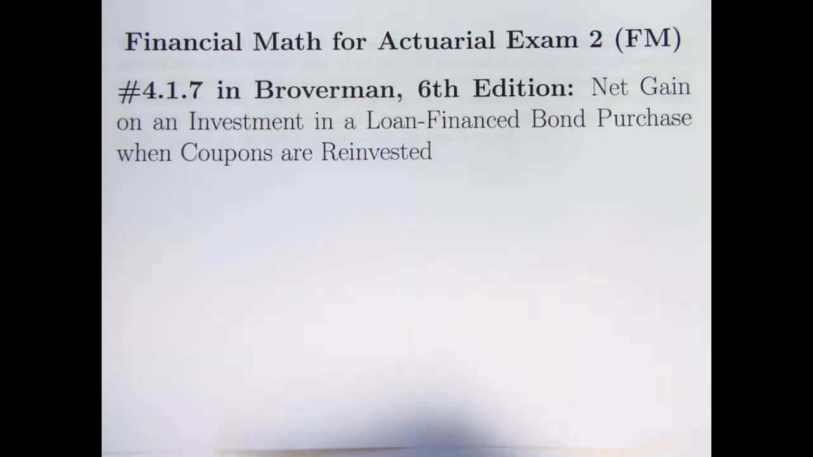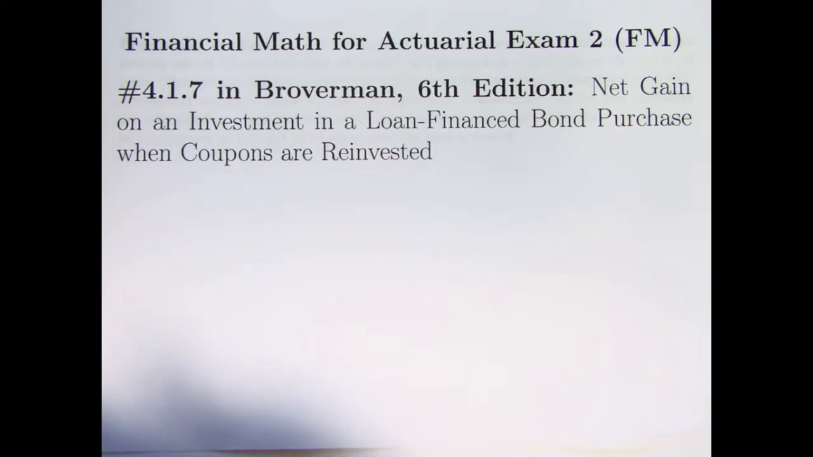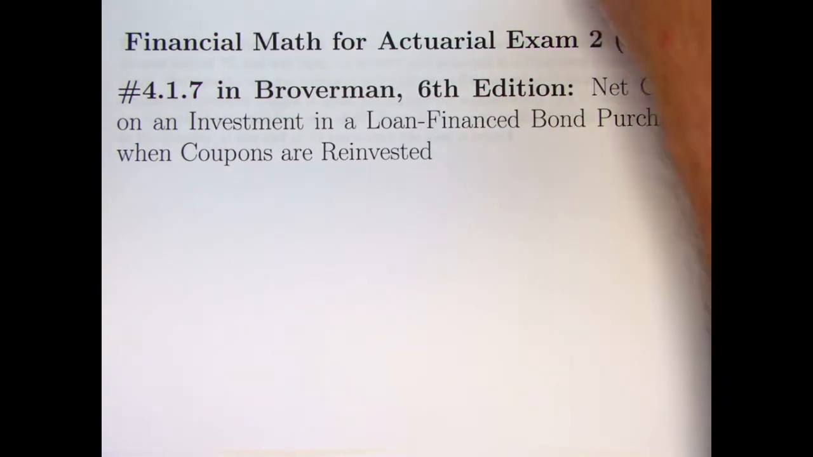Hi, problem 4.1.7 in Broverman is about a somewhat complicated but pretty practical problem. We're going to be finding the net gain on an investment in a bond. This bond is going to be loan financed. The person is going to borrow money for the bond purchase. The coupons from the bond are going to be reinvested. What is the net gain? Not as a percentage, but an actual amount of money.